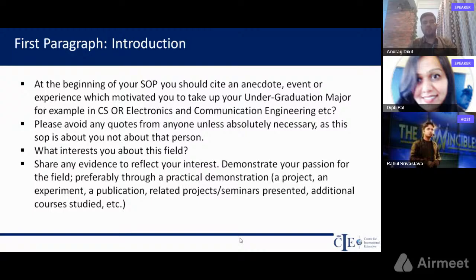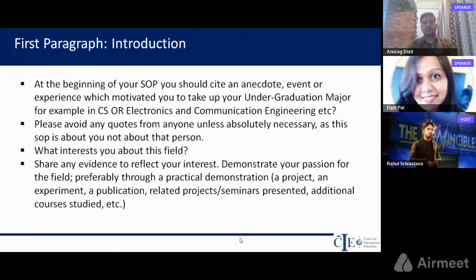When you say that you like X, Y, Z about a particular field, then you have to show that you have done some project or some work, or while doing some experiment you came across some concept which fascinated you. That makes the story more tangible. The reader understands that you demonstrated your passion, you explored your interest through a practical demonstration such as a project or an experiment, or maybe you worked on a project and publication in a journal, you attended some seminar or conference, or you attended some additional courses beyond your curriculum.